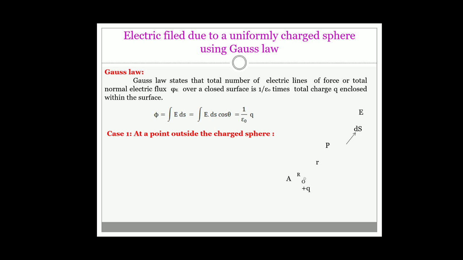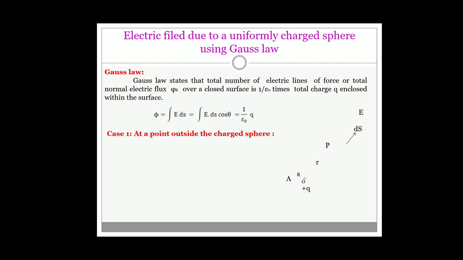Now, to determine the intensity of electric field due to a uniformly charged sphere, there are three cases we will observe. One, if a point is outside the charged sphere. The second case is if the point is on the surface. Third case is if a point is inside of the charged sphere.